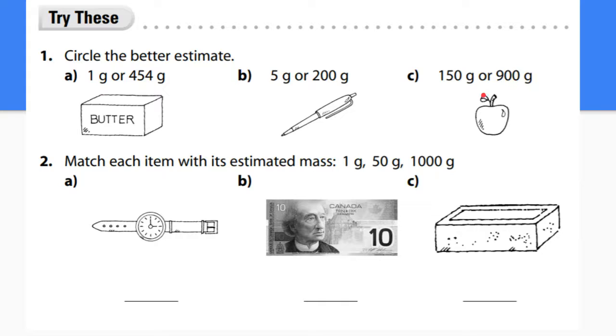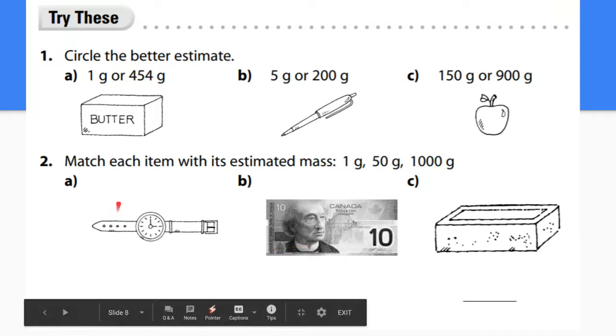Do you think an apple weighs more than butter? I don't think it does. I'd say 150 grams for an apple. Then we have this one. Match each item with its estimated mass: 1 gram, 50 grams, or 1,000 grams.